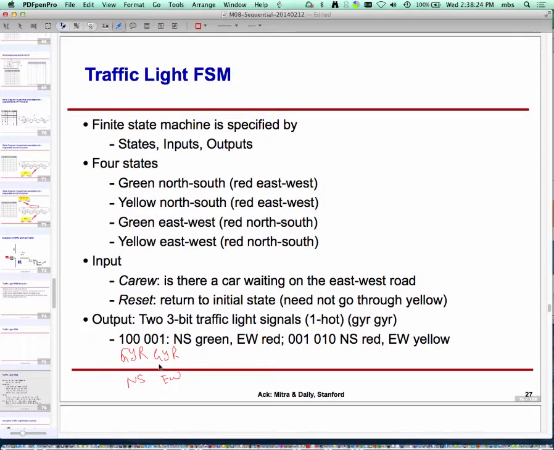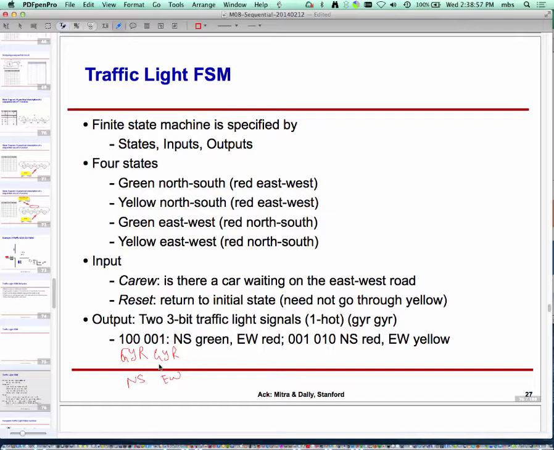Okay, so the first cluster of 3 bits is going to the north-south lights, controlling green, yellow, red. The next 3 bits are going to east-west, again controlling green, yellow, red. This coding, if you recall, is one hot coding, right? If you think about it, in any given cluster, green, yellow, red, only one of them could be on. So I basically dedicate 1 pin for each one of the light colors.